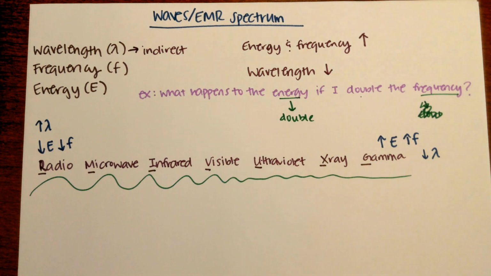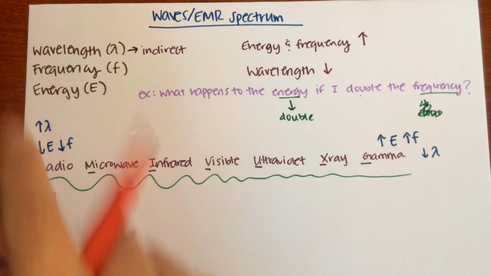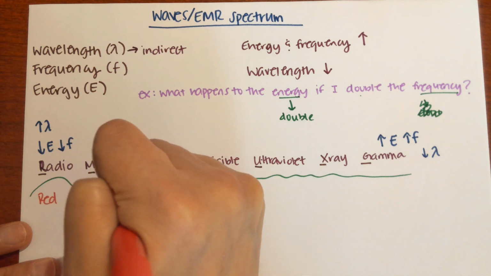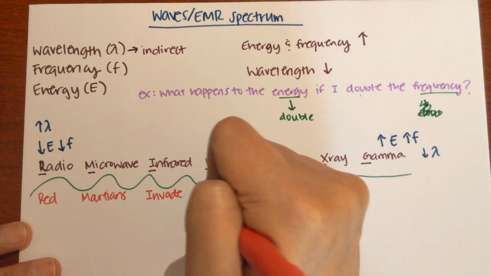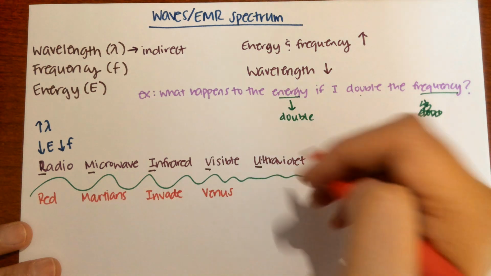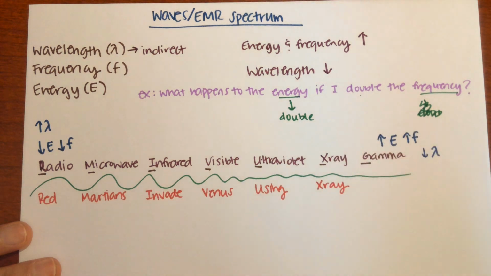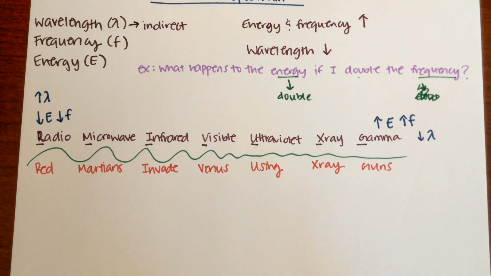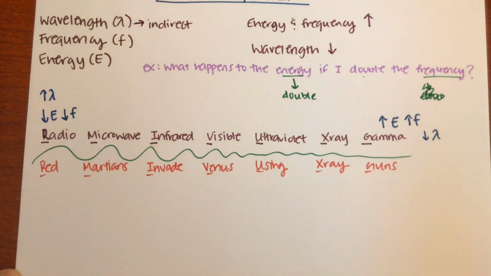Now you can use any acronym that works for you, but this is basically a foolproof method of remembering the EMR spectrum. Each letter represents another word. So red, Martians, invade, Venus, using X-ray. X-ray is X-ray, that's easy. X-ray guns. All right. So red Martians invade Venus using X-ray guns.